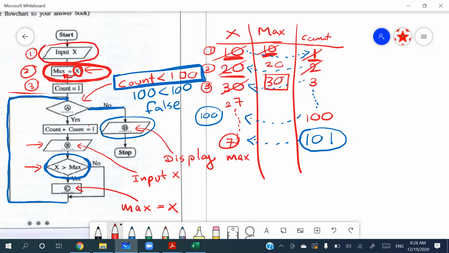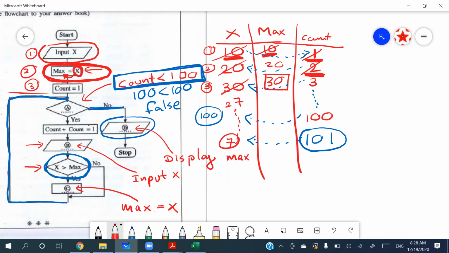Then we are giving the second value. In my case, I have given 20. Sorry, Dua, not the 20. So then if the condition is correct, 1 less than 100, they are going to increase the count by 1. Count equals count plus 1. So it will become 2.